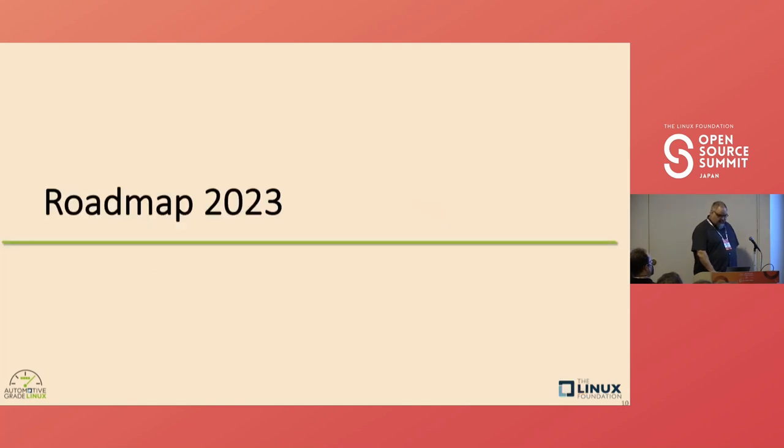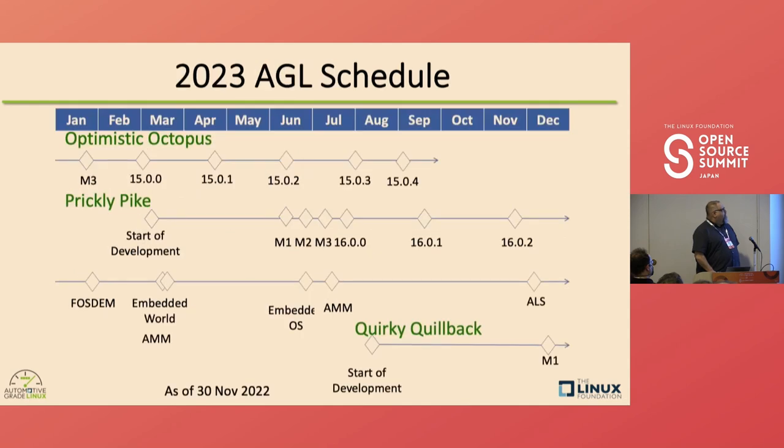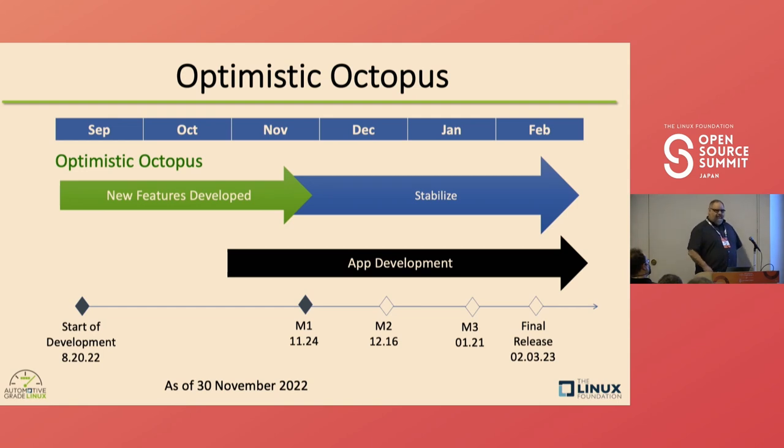And then I just wanted to show a couple slides on 23. So we're going to do Optimistic Octopus after CES. Basically, that should include all of our CES reference app updates and service updates, and whatever the latest Yocto is on Kirkstone. And then, this is the schedule for the rest of the year. I know people get excited to learn what the new fish are. So the new fish are going to be Prickly Pike after Optimistic Octopus. And I'll bet you didn't know there was a fish that started with the letter Q, but there are some. And so we will have the Quirky Quillback coming in early 2024.